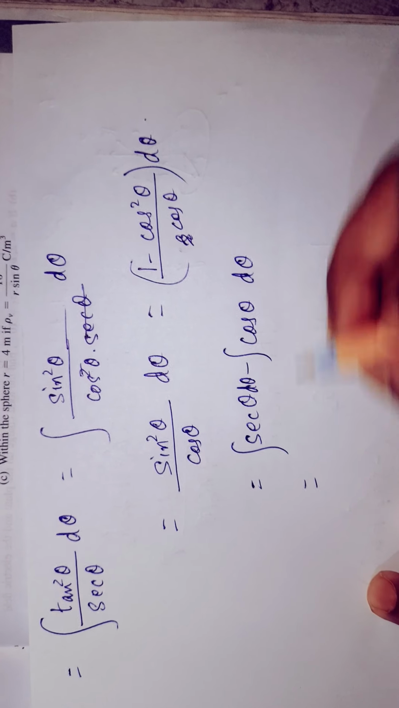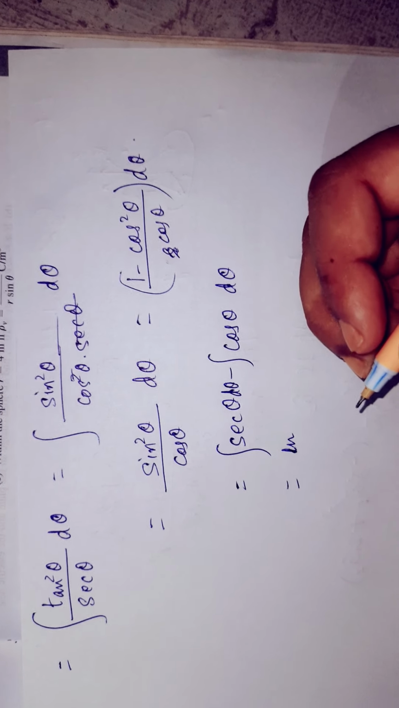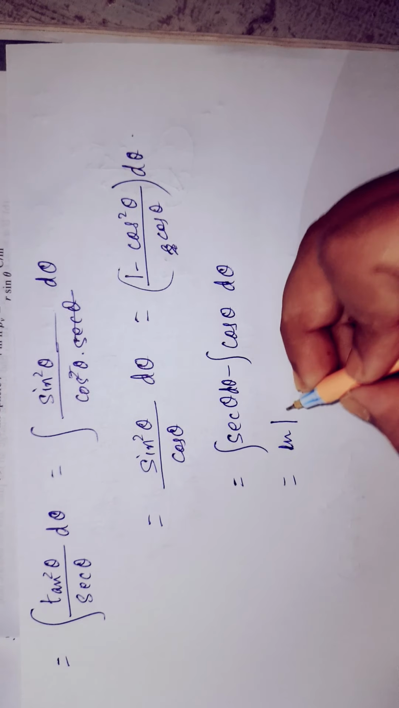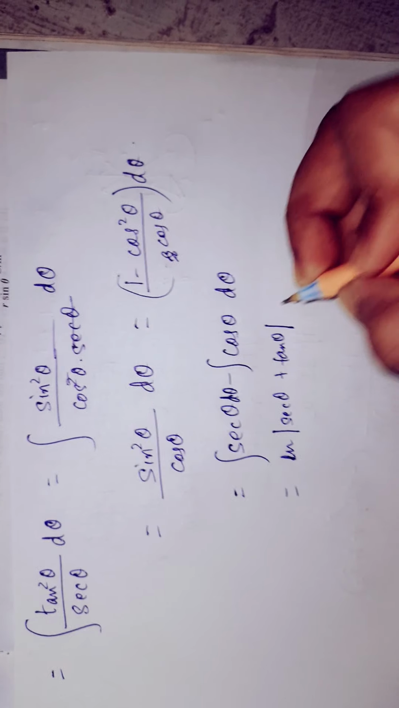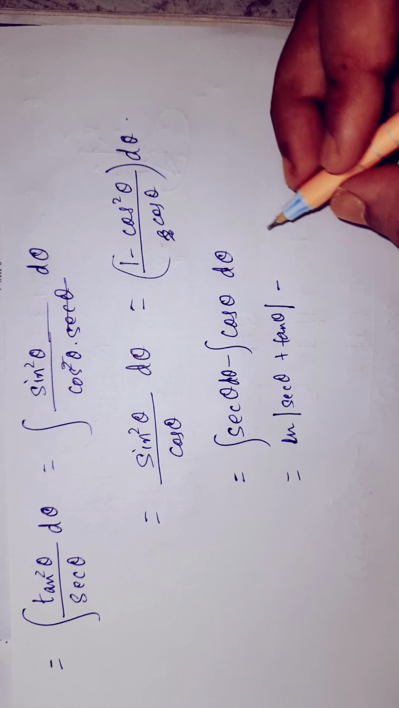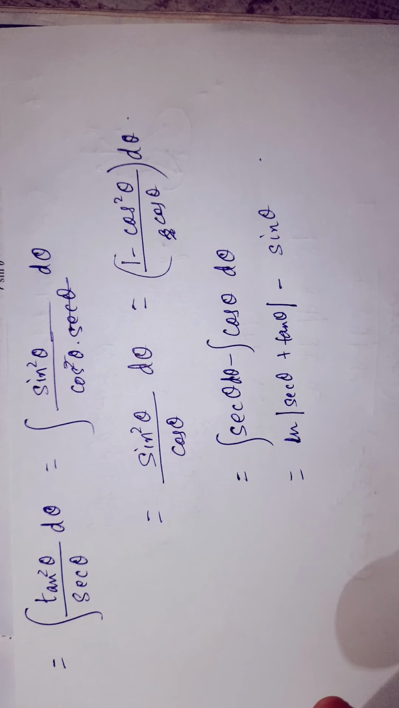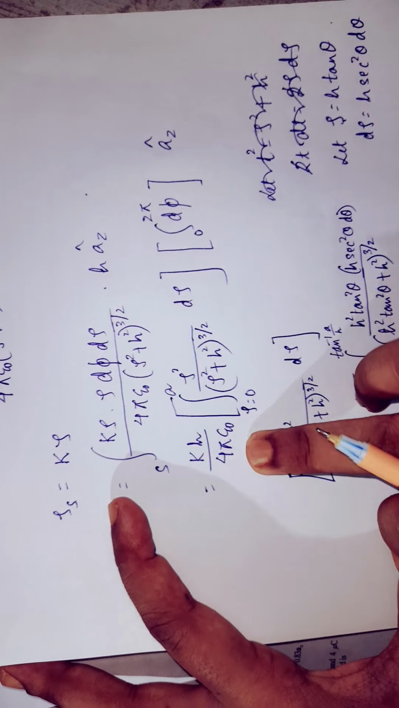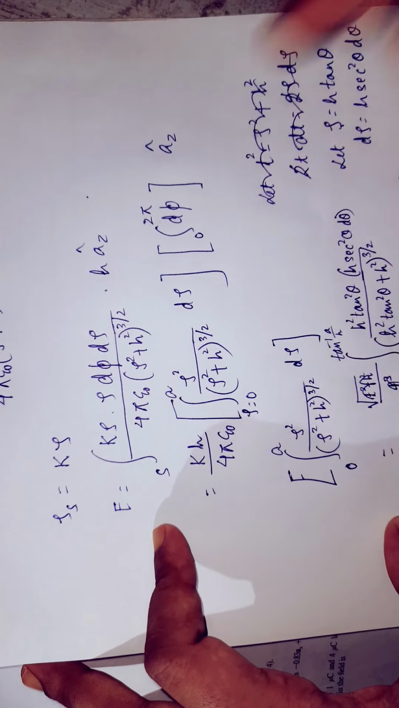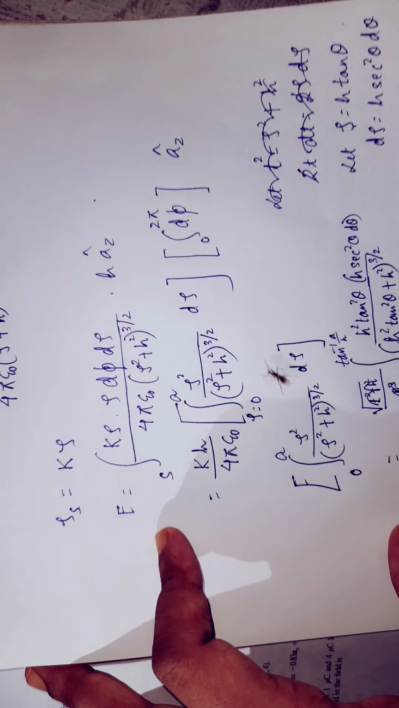Then I'm getting ln sec theta plus tan theta. Then cos theta's integration is sin theta. After doing so much calculation, I got this much. And then next, moving on, let me come back to this equation. E is equal to what? Let me first substitute the limits of integration.